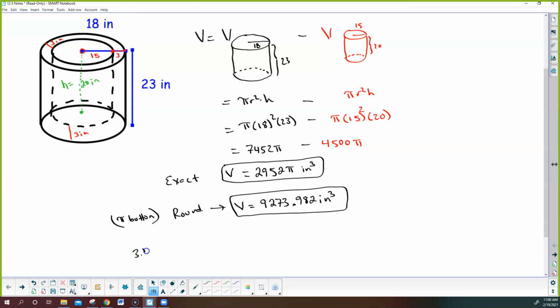What if I use 3.14 instead of the pi button? Right? So what if I take 2,952 times 3.14? Look at the difference here in my answers.